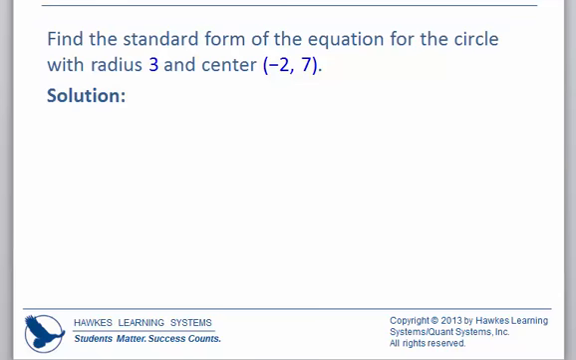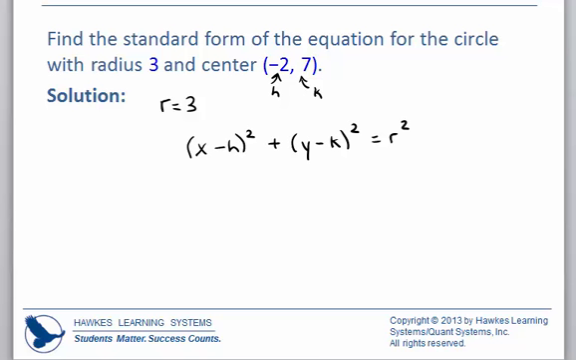Let's look at an example. Find the standard form of the equation for the circle with radius 3 and center (-2, 7). So I know from looking at this that my radius is 3, and my h value is -2, and my k value is 7. I'm going to begin by writing down the formula for my circle. (x - h)² + (y - k)² = r².